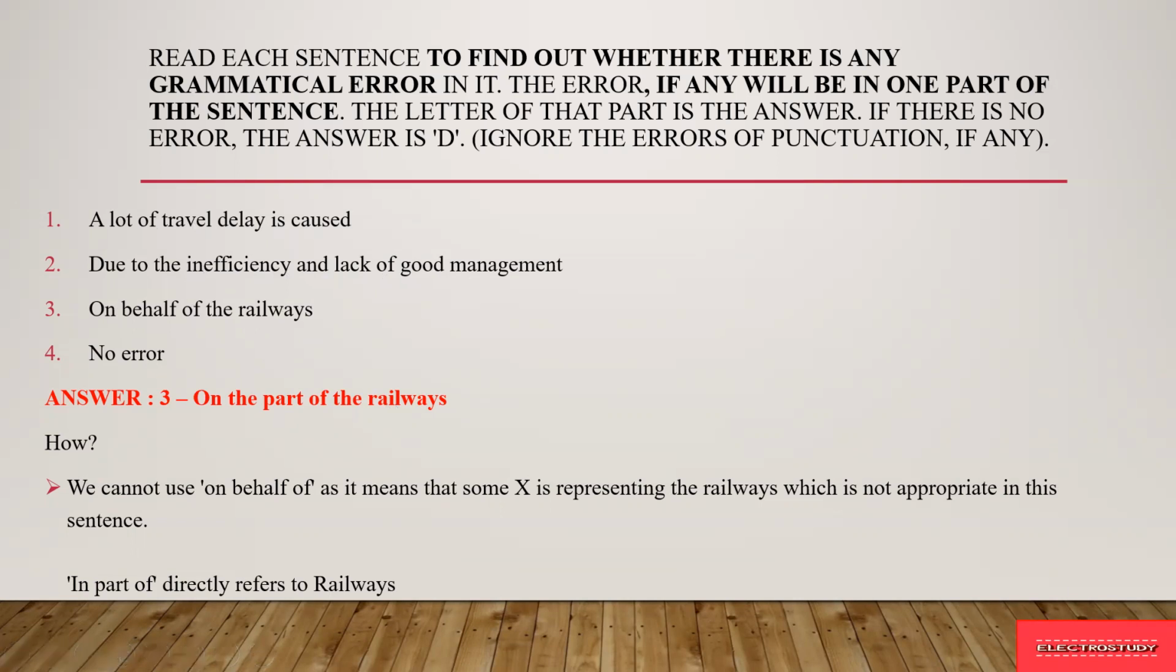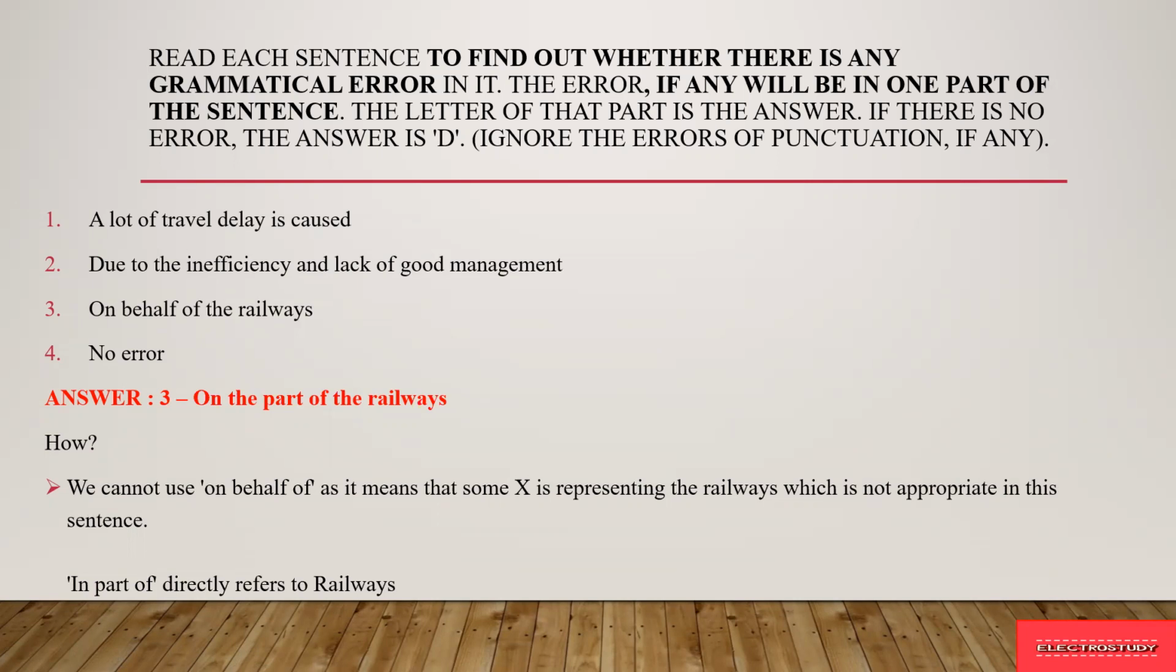Why? Because "on behalf of" is used only to represent a particular gang or group when we are representing. Here it is directly representing that the travel delay is caused only because of the railways. So when there is a direct representation, you are going to use "in part of, on part of."